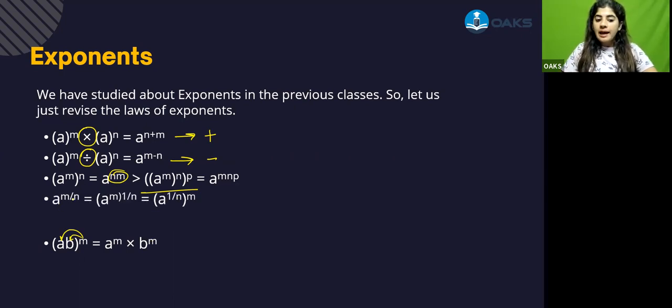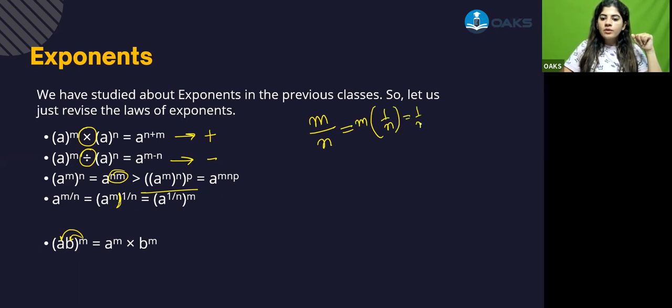Now the next one. a raised to power m by n. Now we can divide this as a raised to power m and outside it is 1 by n. Sometimes we can write this as a raised to power 1 by n and outside it is m. So we can distribute m by n as m into 1 by n or 1 by n into m. I can write this either way.